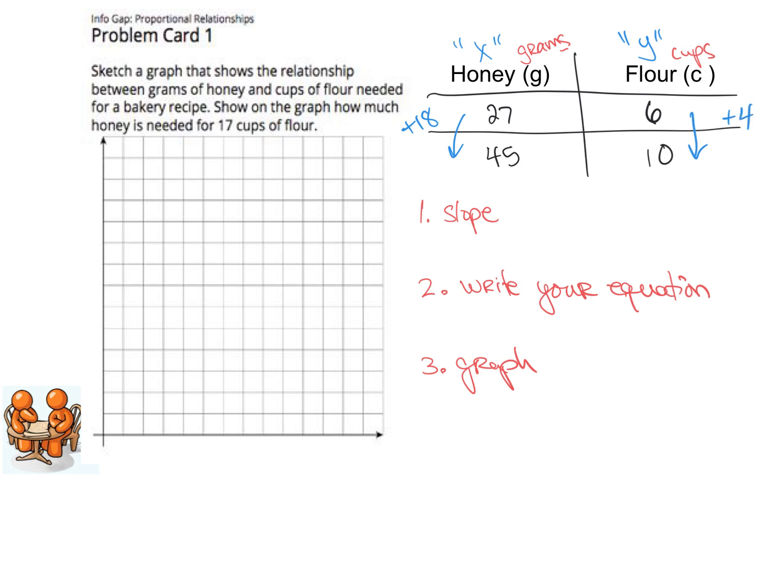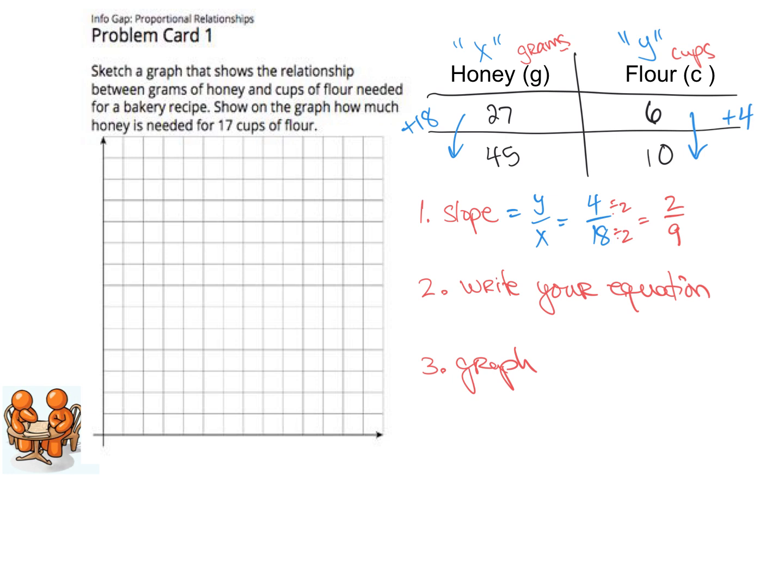So how do we find our slope? Remember, our slope is the y stuff over the x stuff, right? How do the y's change? That is 4. How do the x's change? That is 18. Okay, so now we have 4 over 18. We want to reduce this. So how does this reduce? Well, they're both even, so we can divide both by 2. So we have 2 over 9. So our slope is 2 over 9.